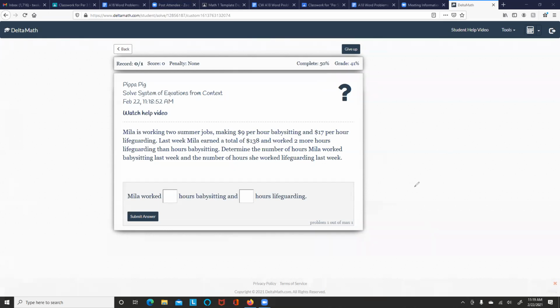Okay, she's working 2 summer jobs. So she makes $9 an hour babysitting and $17 an hour lifeguarding. So I could put 9B for babysitting plus 17 for lifeguarding. I'll put L for lifeguarding, okay? So that's 17L. This is how much money she makes. This is the number of hours. So B is the number of hours babysitting.